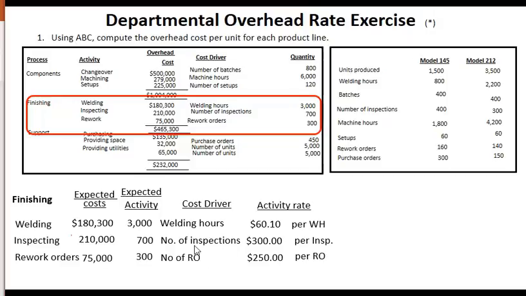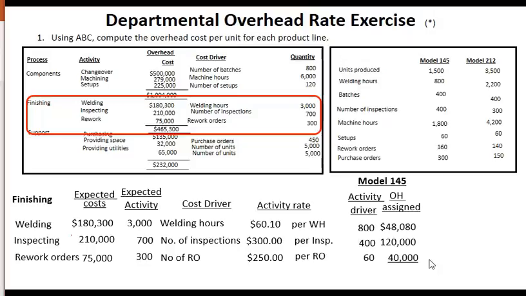So now I'm going to assign my finishing overhead cost to model 145 and 212. And again, it's the same process I went through on the previous slide. In the case of model 145, I have 800 welding hours. So 800 hours times $60.10 means the overhead assigned is $48,080. I go on to inspections. Model 145 is expected to have 400 inspections. 400 inspections times $300 per inspection equals $120,000.